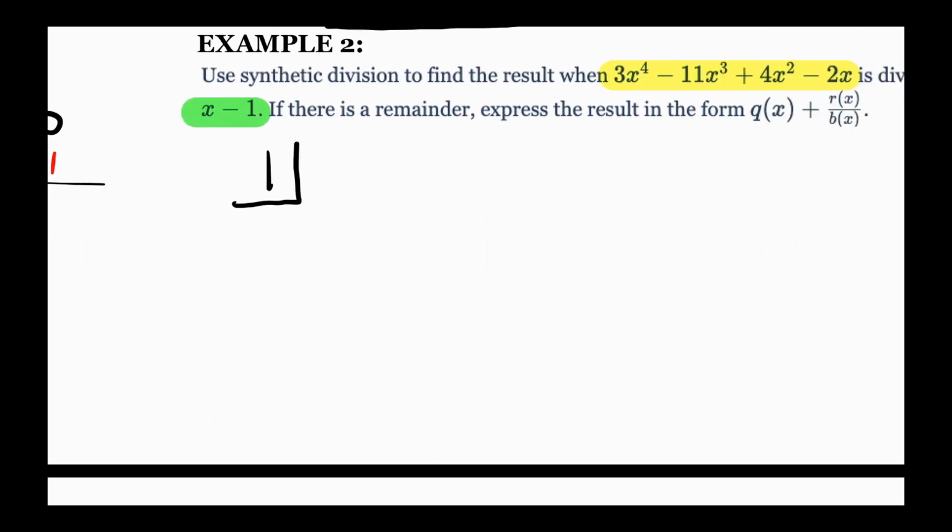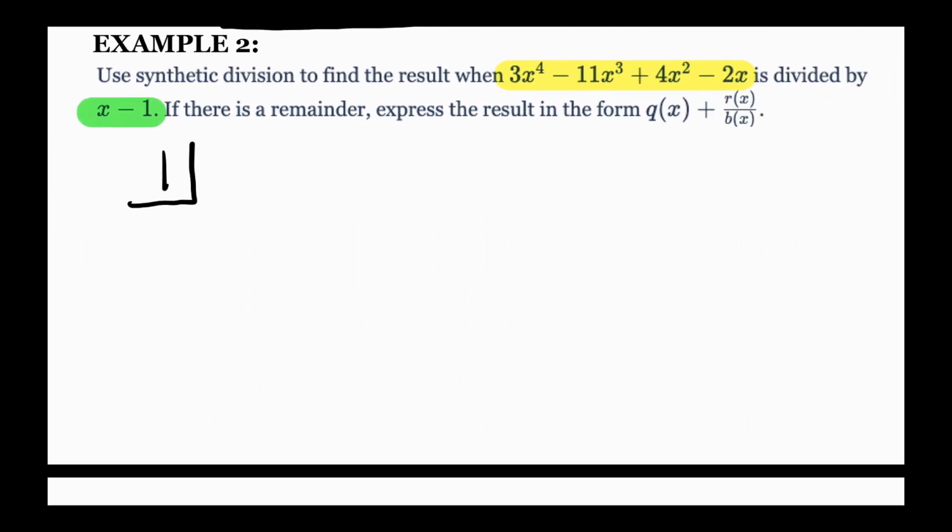So now the thing that used to go on the inside of the house for long division, 3x to the 4th minus 11x cubed, so on and so forth, we're going to do, except we're not going to write the x's and all that stuff. So the first number is going to be 3, and then negative 11, positive 4, negative 2.